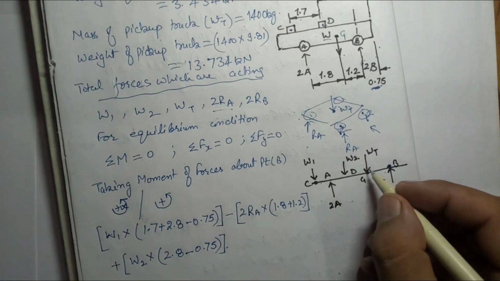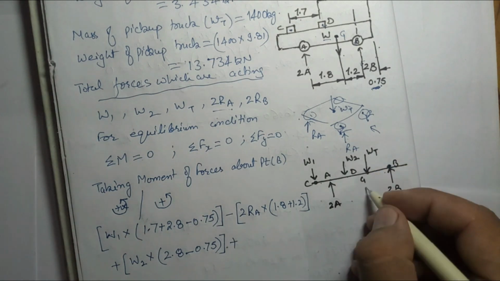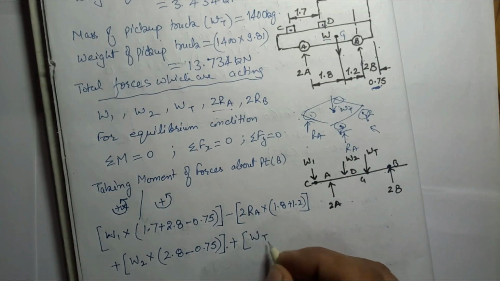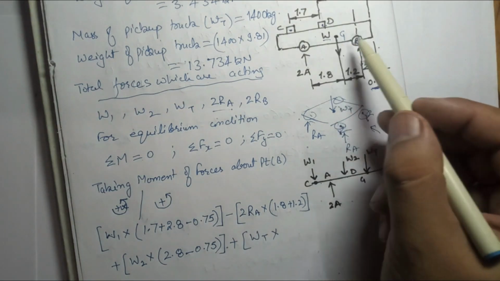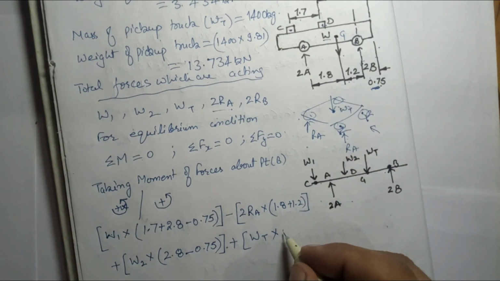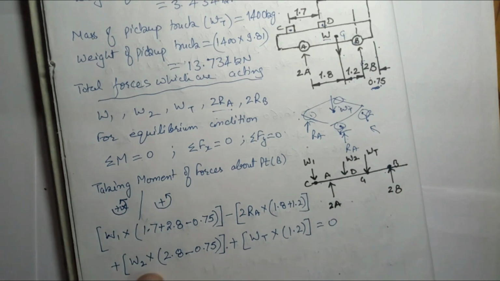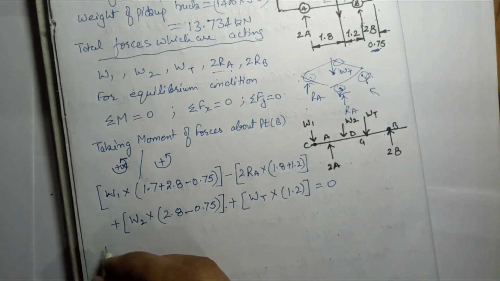Then after that, this is the weight of the truck. It is again acting downward, and downward means anti-clockwise, positive. So weight of truck into the distance from G to B. The distance from G to B is given as 1.2. So we directly take 1.2, and that is equal to 0. Now this is the moment of force equation. Now we will fill in the values.